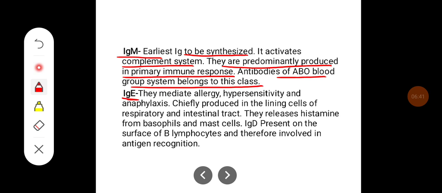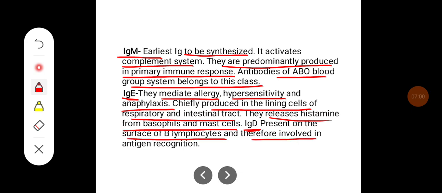IgE mediates allergy, hypersensitivity, and anaphylaxis, and is chiefly produced in the linings of the respiratory and intestinal tract. They release histamine from basophils and mast cells. The last one, IgD, is present on the surface of B lymphocytes and therefore they are involved in antigen recognition.